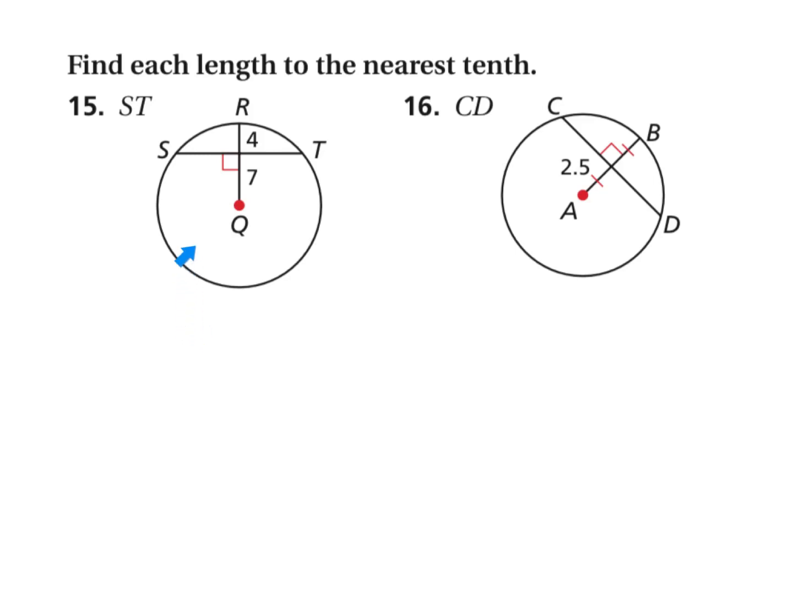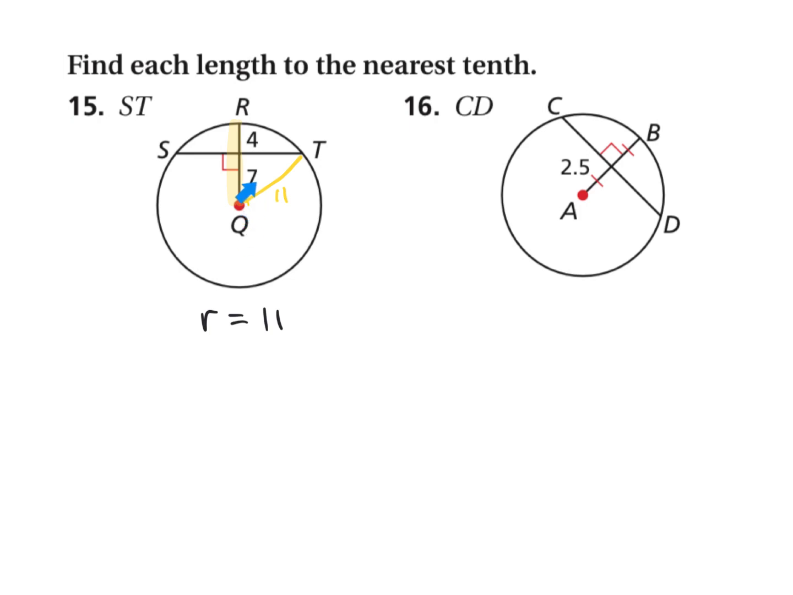This short video will explain how to find ST in number 15 and how to find CD in number 16. Notice that we do know the radius of this circle. It's from the center to the edge, which is 11. Well, that means the radius is 11 everywhere. From the center to the edge will always be 11.